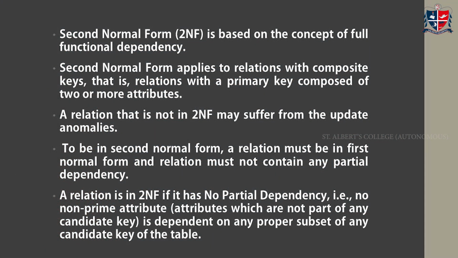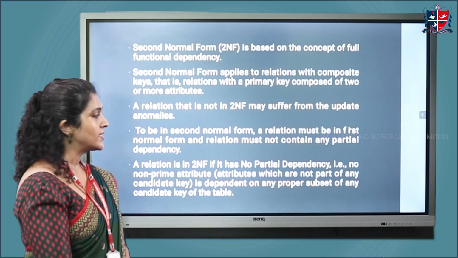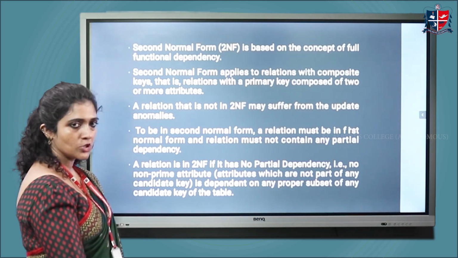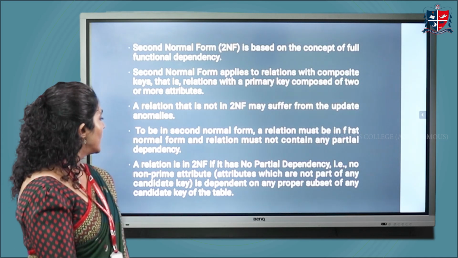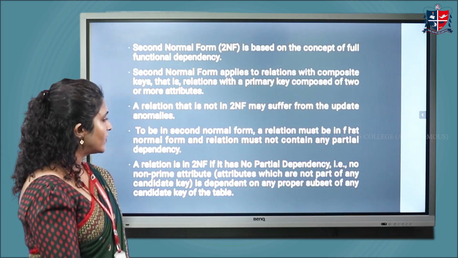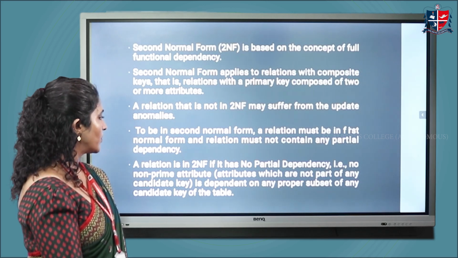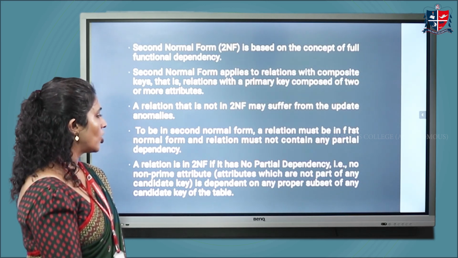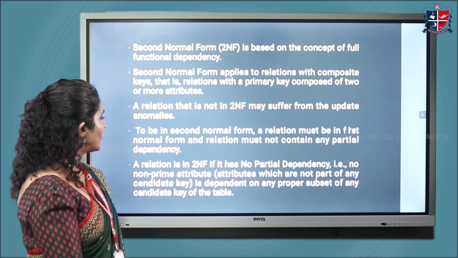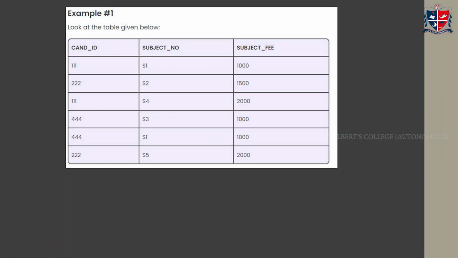To be in second normal form, a relation must be in first normal form, and the relation must not contain any partial dependency. That point we have already discussed. It should be in first normal form, and there should not be any partial dependency. The relation is in 2NF if it has no partial dependency. That means no non-prime attribute, that is, an attribute which is not part of any candidate key, is dependent on any proper subset of any candidate key of the table. That is the requirement of having second normal form.